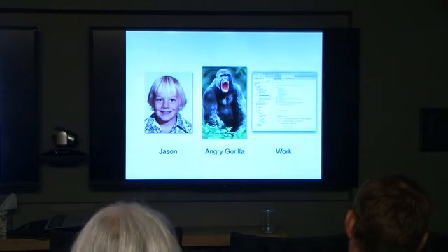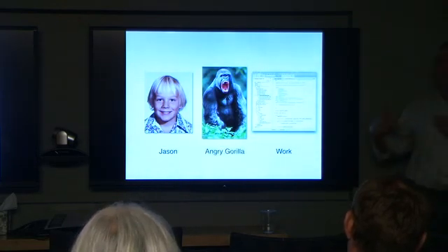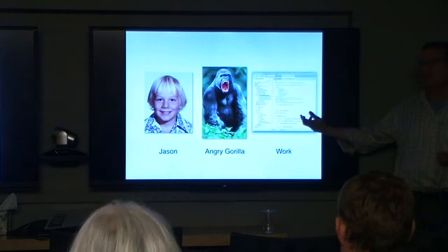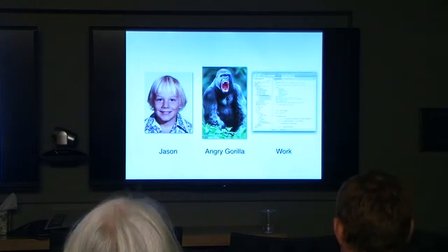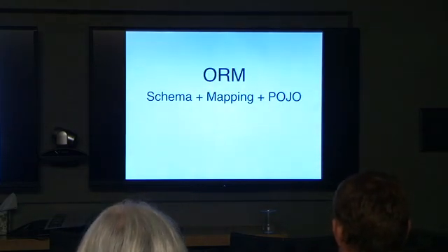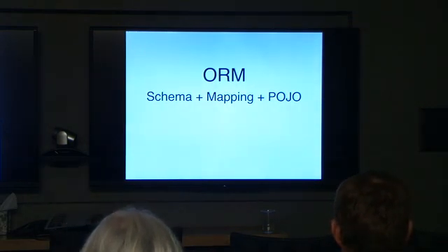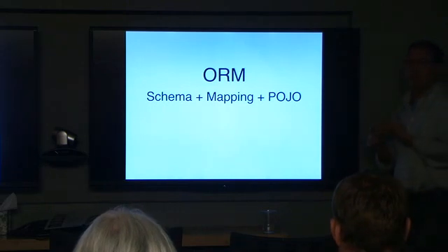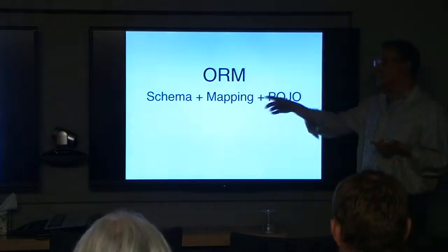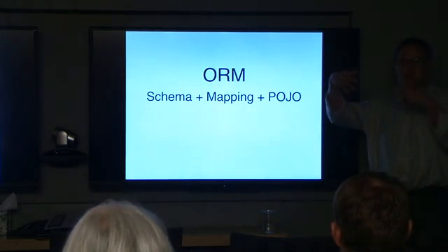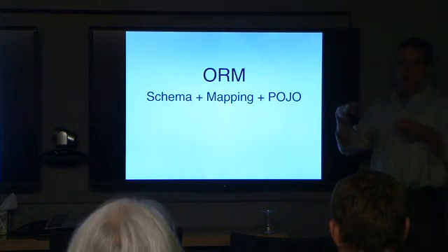A 100-pound angry gorilla. And like some form of intelligence was lost once we switched to JDBC, ODBC. And the ORM solutions, they have three things that you have to weigh against each other: the schemas, the mappings, and the POJOs. And it's kind of a triangle, and they don't quite fit together.